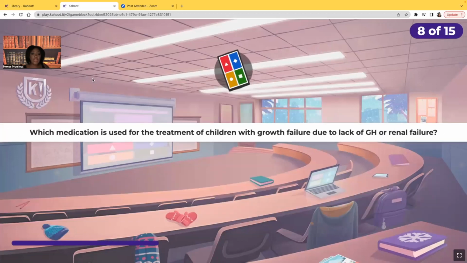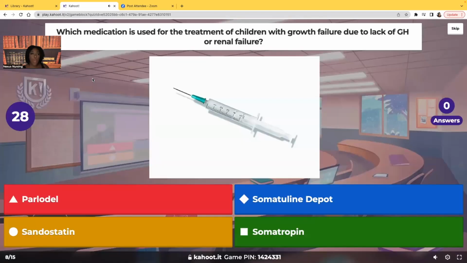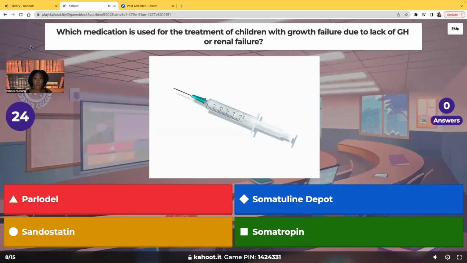Which medication is used for the treatment of children with growth failure due to lack of growth hormone or renal failure? What medication? We just talked about this. Remember how I told you they'll get a synthetic form? Well, what is that synthetic form of growth hormone that children can get if their growth plate has not closed yet? Is it Parlodel, Somatuline Depot, Sandostatin, or somatotropin?